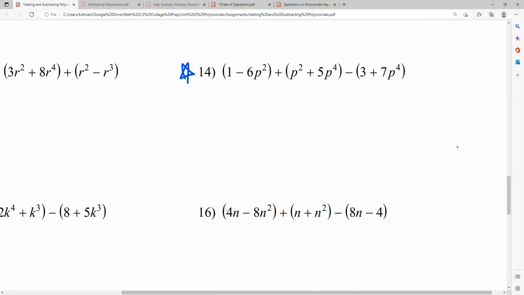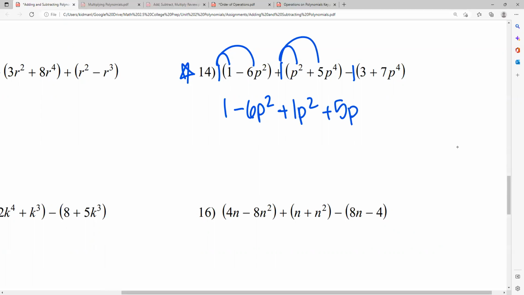So in front of every new set of parentheses, I'm going to put a 1. And we're going to treat it just like we did before. So 1 times 1 is 1. 1 times negative 6p squared is negative 6p squared. Now I could go to my next set. Positive 1 times p squared is positive 1p squared. Positive 1 times 5p to the 4th is a 5p to the 4th. Now I get to distribute this negative. So negative 1 times 3 is a negative 3. And a negative 1 times 7p to the 4th is a negative 7p to the 4th.